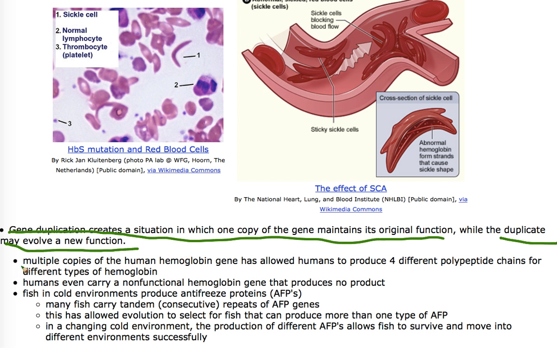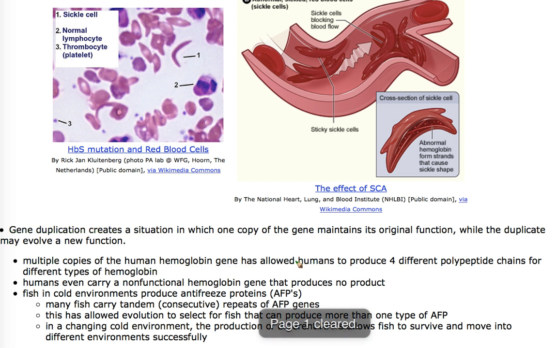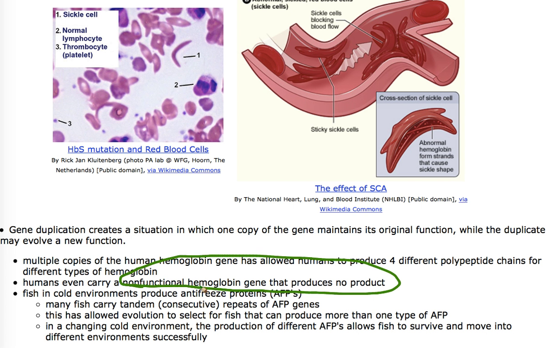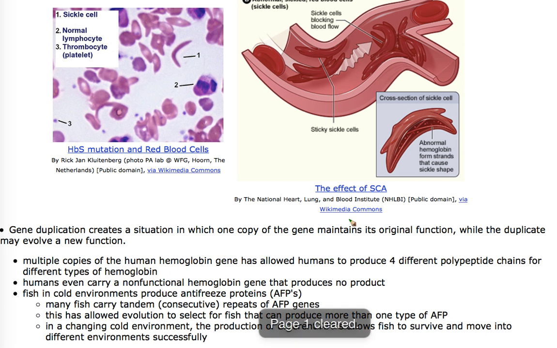Human hemoglobin is a case in point here. Multiple copies of the hemoglobin gene have allowed humans to make basically four different polypeptide chains for the different kinds of hemoglobin, and we talked about that: the alpha, beta, gamma, and delta. All four of those give us more capabilities than only one would. Humans also carry a non-functional hemoglobin gene that is silent because the promoter is damaged. We all carry it. It just doesn't work. So that's evidence that maybe at one time we made a fifth kind of hemoglobin.